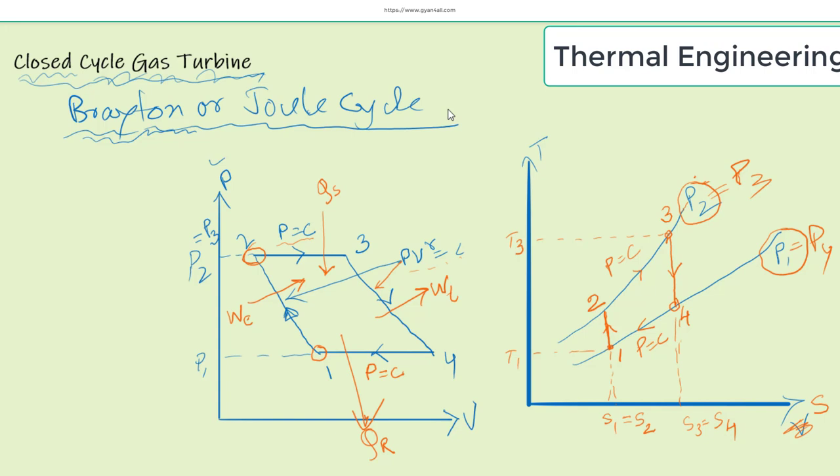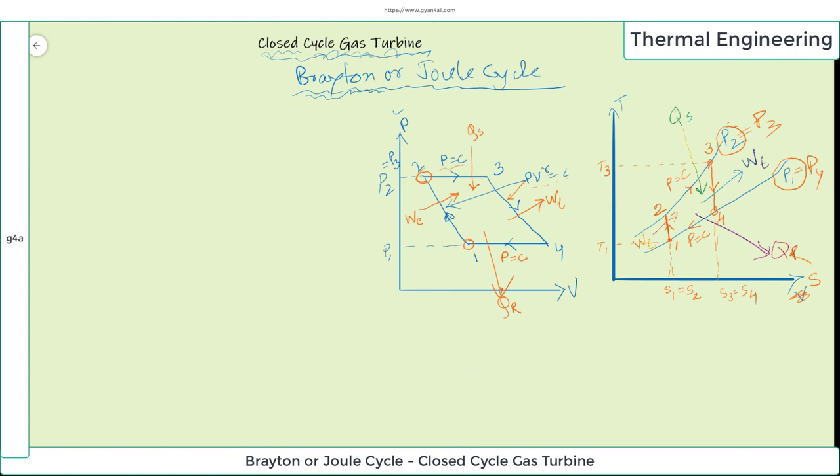That is, the air standard cycle is the Brayton or Joule cycle. Now you can look at this: this is WC, this is QS, heat added at constant pressure, this is WT, work done by the turbine, and this is QR, that is heat rejected at constant pressure. So that's all. This is the description of all four processes of the Brayton or Joule cycle.